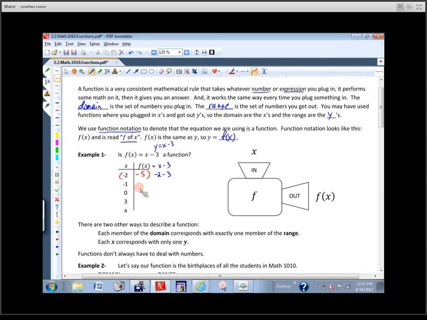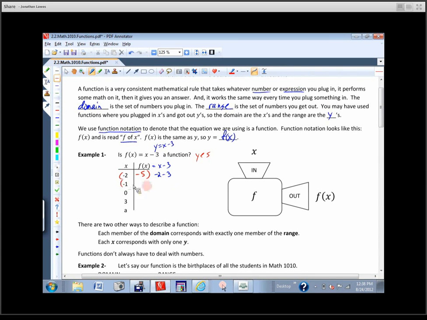Now here's what we mean by consistent. Let's say I teach the same class later today, and in that class we plug in a negative 2 and we get out a 14. Would that be a function? No. We want it to be consistent. On this rule, every time we plug in a negative 2, what is this function going to spit out? It's going to spit out a negative 5. So this looks like this is going to be a yes here.